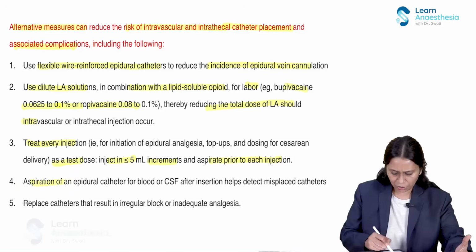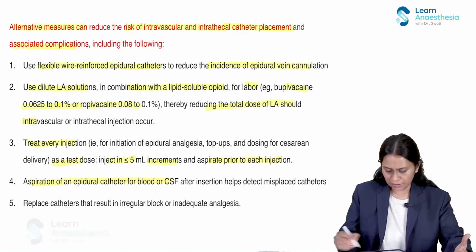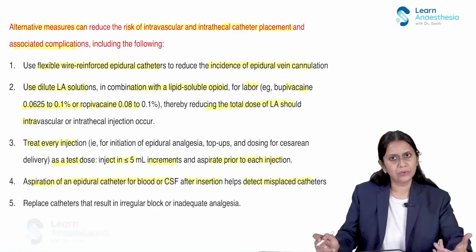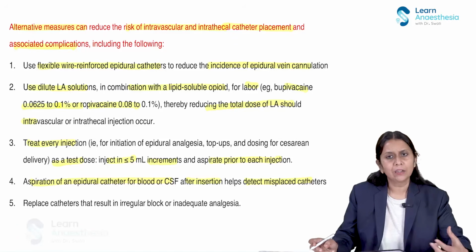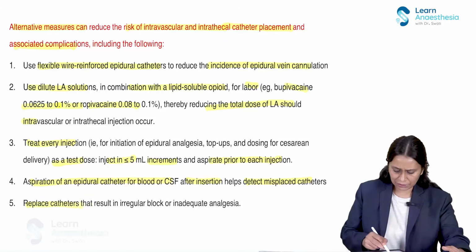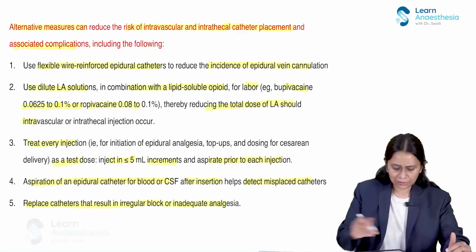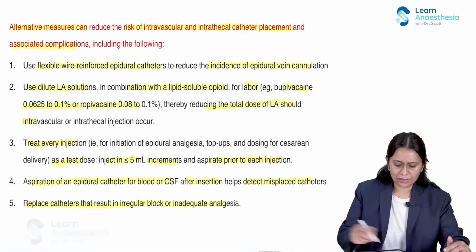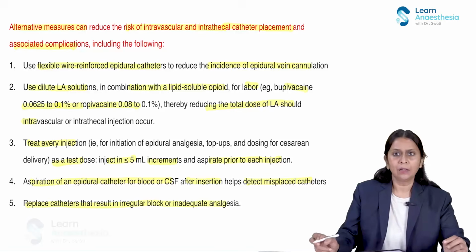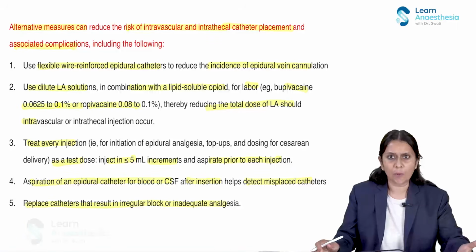Then aspiration of epidural catheter for blood or CSF after insertion helps to detect the misplacement. So be very vigilant when you are fixing, and every time you are giving a top-up, always aspirate and check. Replace the catheter that results in irregular block or inadequate analgesia. So these are the important precautions which we can take in obs patient.